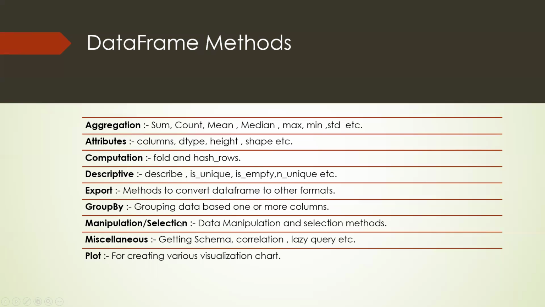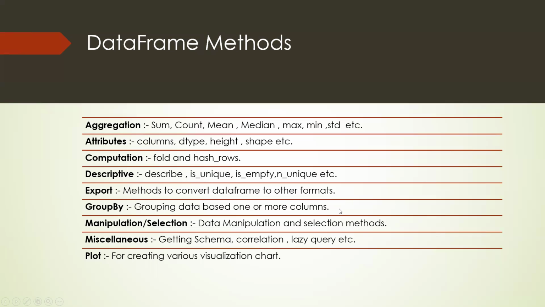Then we have the export methods. Export methods are about how we can convert the DataFrame. When we create a DataFrame, it's in the form of a Polars DataFrame. Its data type is Polars DataFrame. So we can convert it into other formats, such as an Arrow type, a CSV, or a JSON, or we can convert it into any different format. Then there is group by.